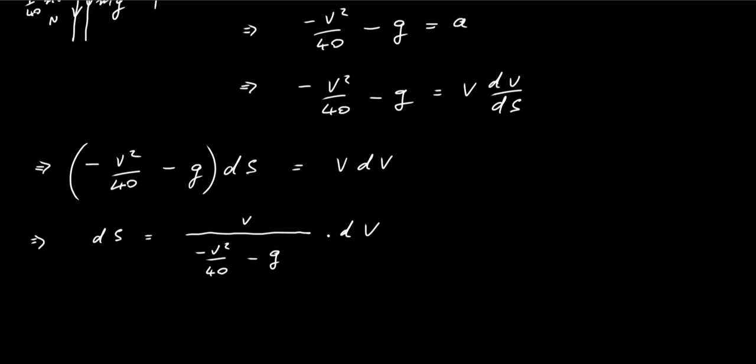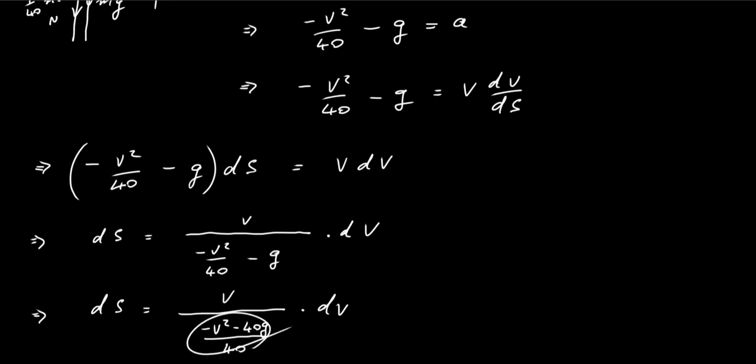Okay, so next I want to have a look at these two fractions here and add them. So ds is equal to v over, common denominator here is going to be 40, so that's minus v squared minus 40g, and that's dv. Let's see, we're going to flip this upside down and multiply. So we have ds is equal to 40v over minus v squared minus 40g dv. Okay, so I'm kind of stuck now.